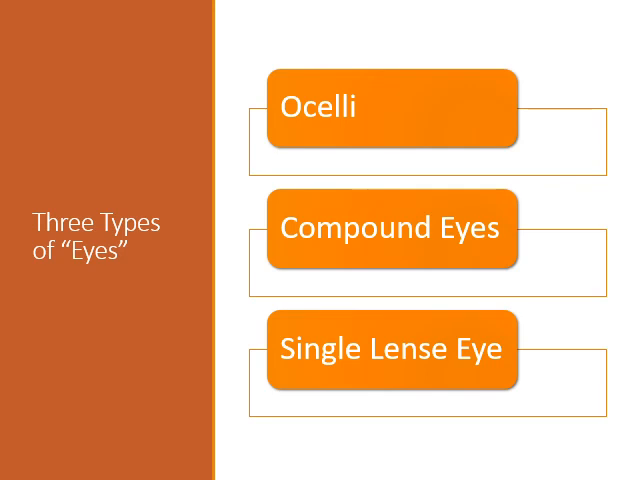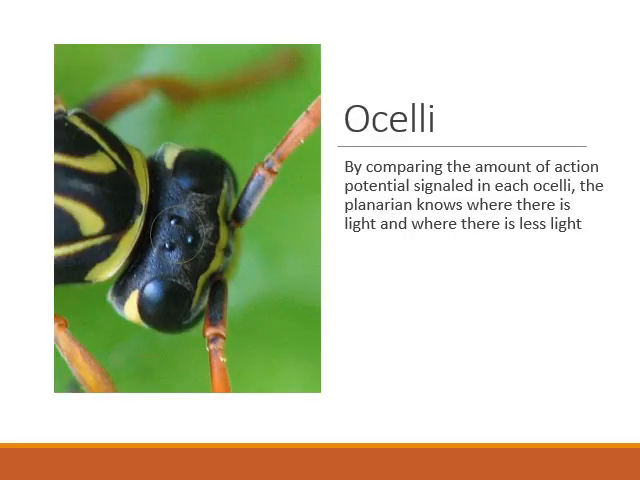Now, different animals have different types of eyes. And I say eyes sort of with quotes around them because we wouldn't necessarily consider all of these eyes. We have ocelli, compound eyes, and the single lens eye. Ocelli, as you can see, bees have 2 big eyes and 3 ocelli. The ocelli are going to be really trying to figure out where light is. Is it dark or is it light?